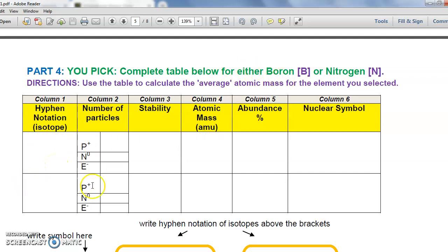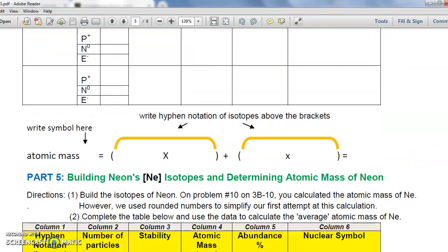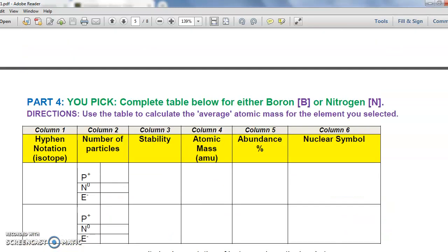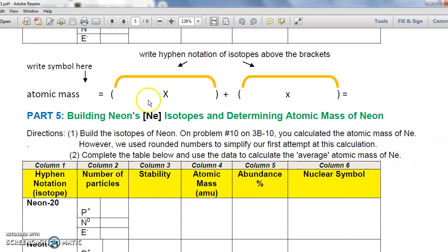There's 2 rows to the table, so I'm guessing that there's 2 isotopes for boron and nitrogen. You'll fill out the table, and then for whichever one you did, if you did boron, you would write atomic mass, and you would put the letter B right here, and then you would put which isotopes you had, boron whatever, above the brackets, and plug the numbers in here.